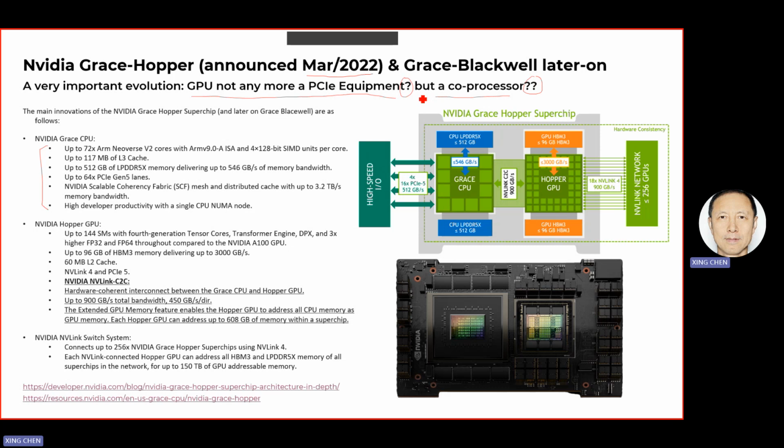Okay, these are two questions because I have the question marks here. We are going to go through a little bit of technical details, and at the end, I'm trying to draw my conclusion whether it is no more a PCIe equipment, but a coprocessor or not. We won't dive into too much detail with the Grace CPU or the GPU. We are going to focus on the interconnection between the Grace CPU and the Hopper GPU.